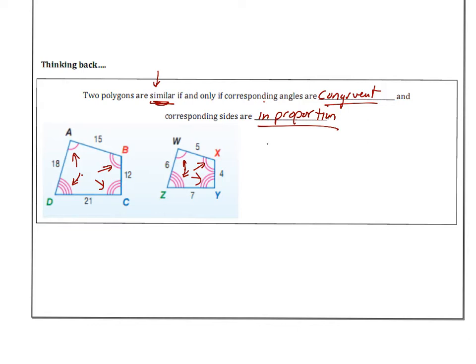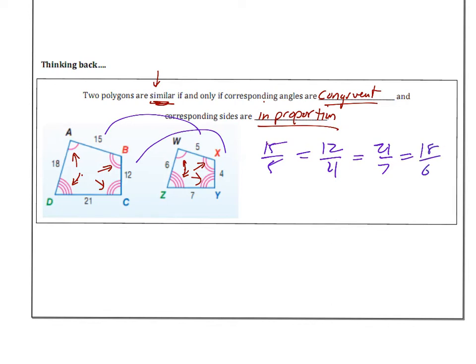All the sides are in proportion. That means 15 over 5 is equal to 12 over 4 is equal to 21 over 7 is equal to 18 over 6. All of those are going to be 3. So that is what it means to be in proportion. You will get the same answer when you match up the sides.